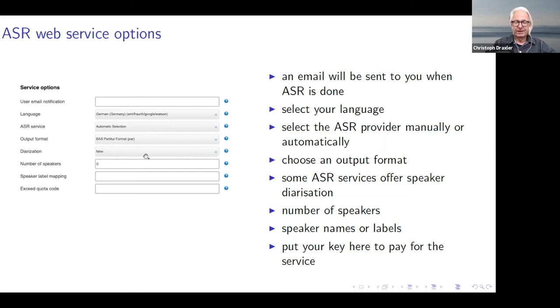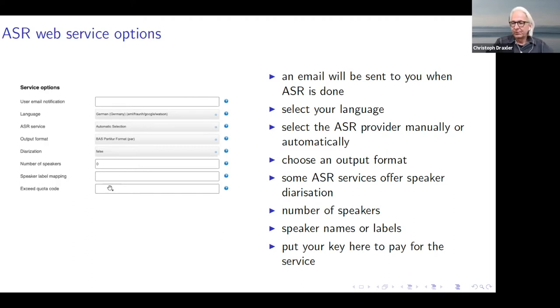Diarization is an interesting service, especially if you're having dialogues. It tries to assign tags to every part of the speech signal depending on who's speaking. So in a discussion or in a dialogue, you will get speaker A, speaker B, speaker A, speaker B, and what they said. And some automatic speech recognition providers give this information, others don't. Yeah, you can test. It's not very reliable, unfortunately. If we know the number of speakers, this also helps the automatic speech recognition. If we know who is speaking, we can put some speaker labels here.